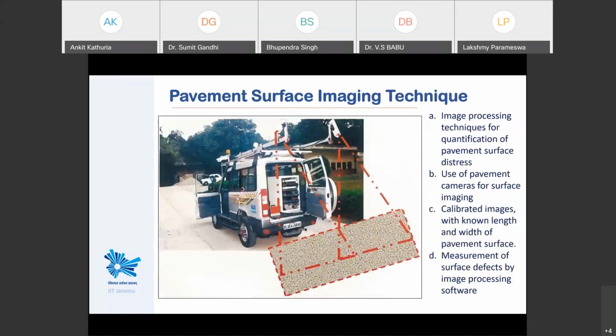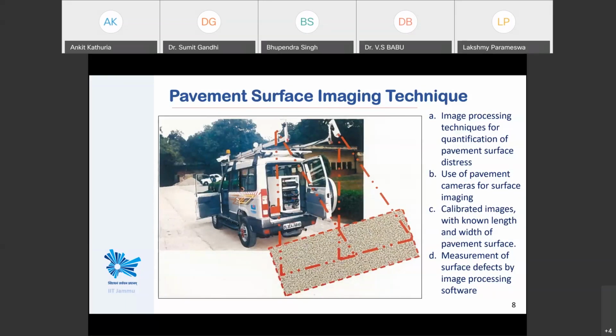Now, when you need precise condition survey data, the first was method 1, the method 2, which is the performa 2. And then the second procedure is the pavement surface imaging technique. Again, the source of this picture is IRC 82. This is how the image processing technique can quantify the pavement surface distress.